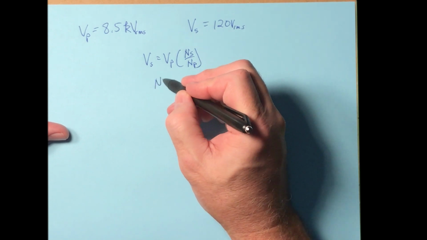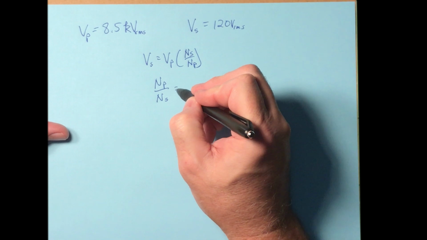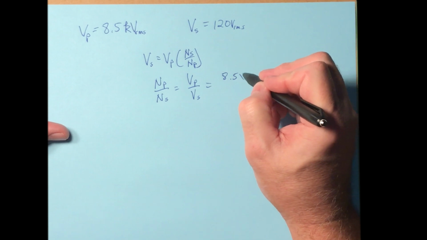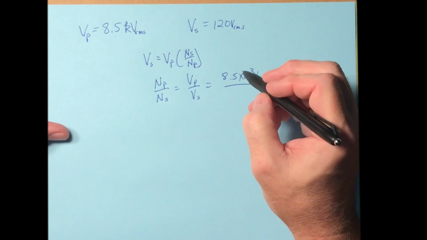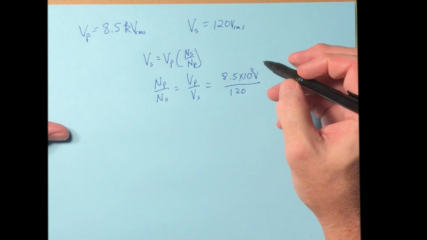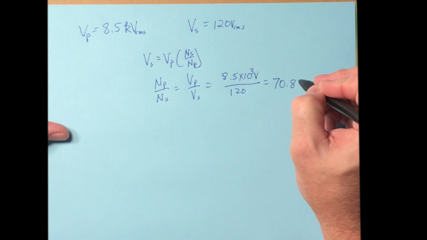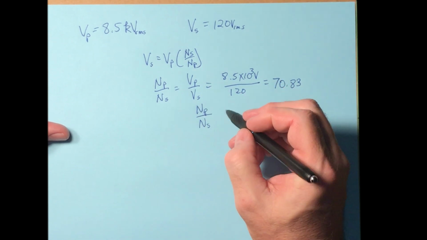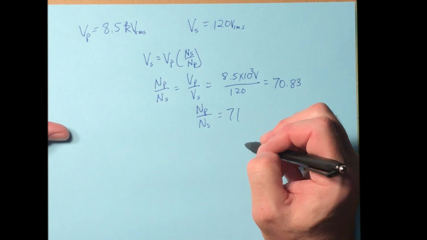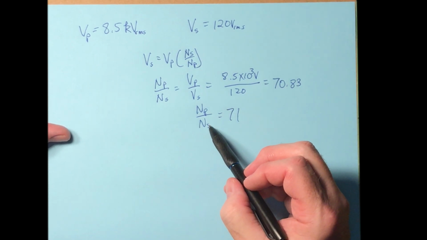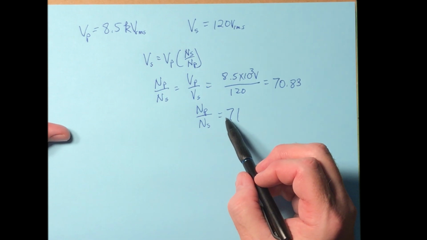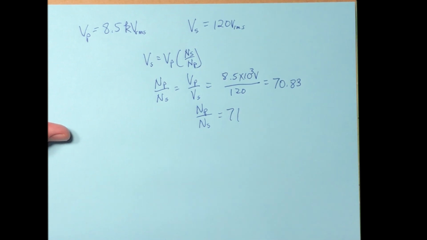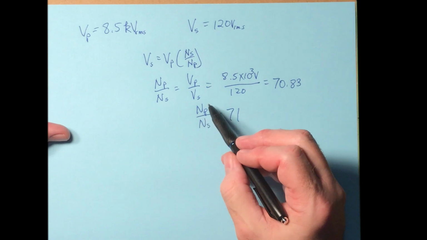Well, the ratio of N sub P to N sub S is going to be V sub P over V sub S. So it's going to be 8.5 times 10 to the third volts divided by 120. So that turns out to be 70.83. So what do we need? We need a ratio of windings in the primary and secondary side that's on the order of about 71. So however many windings you have on the secondary side, on the primary side, we need 71 times more than that. Okay? So that's the ratio between the two.